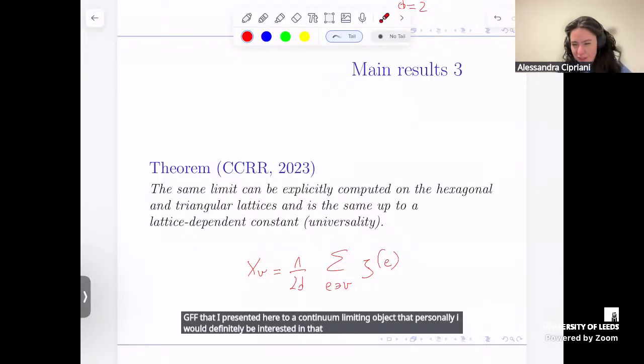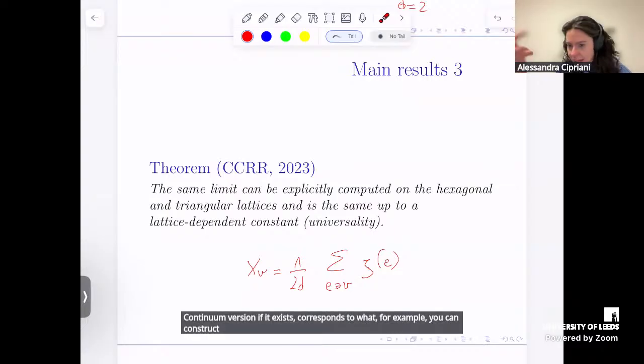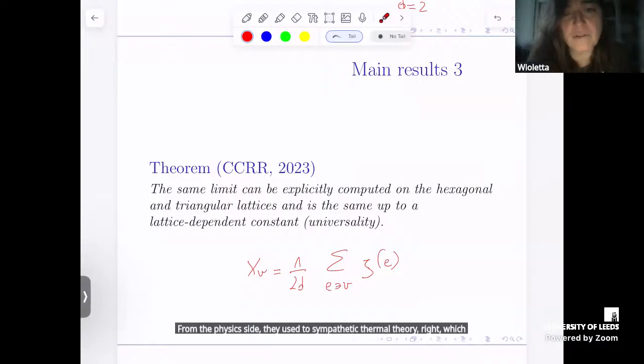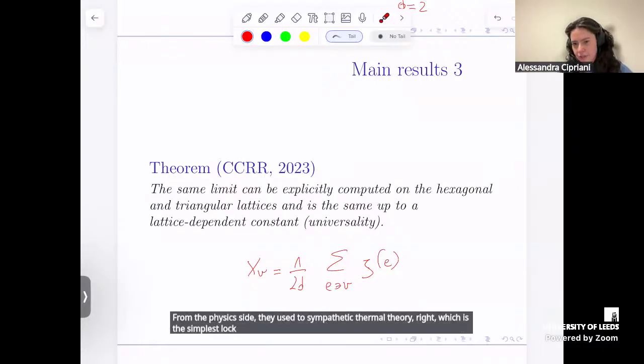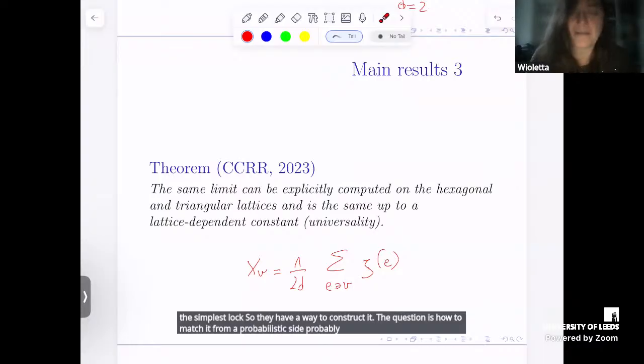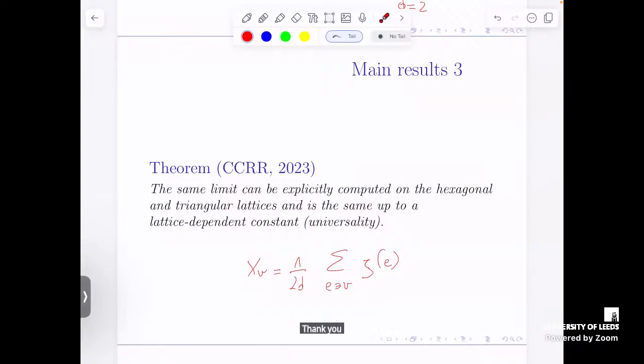I would also like to know whether this continuum version, if it exists, corresponds to what you can construct in the Albeverio et al. setup that they define in their paper. From a physics side, there is the symplectic fermion theory, right, which is the simplest conformal field theory. Yeah, exactly. So they have a way to construct it. The question is how to match it from a probabilistic side, right? Yeah, thanks, clear. Thank you.